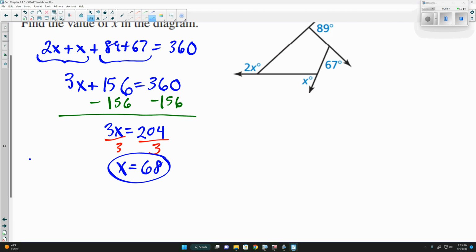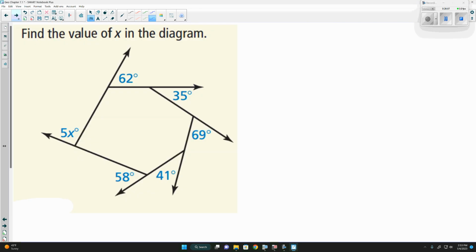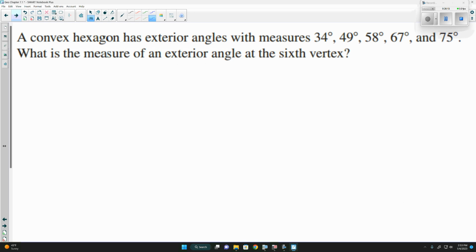Questions on this here? Do we feel good with these here? Do we need to see another example of one of these? We're good with this? Yep. This here is no different. It's just telling us how many sides it has, because the number of sides is the same as the number of exterior angles.